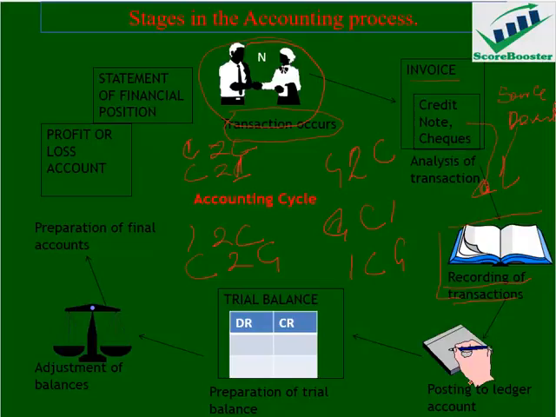Now, having done this, the next thing we are going to do is to post from this record. You post to the ledger account. We do more of this later on. We will know how to post, what we call a ledger, and what the types of ledger are. So from the ledger account, we prepare what we call a trial balance.